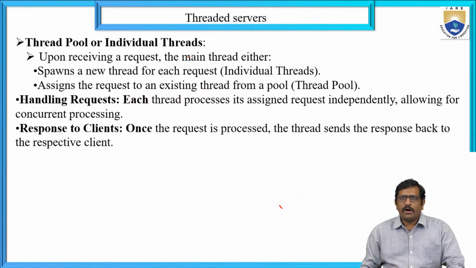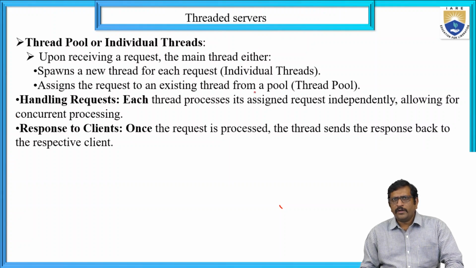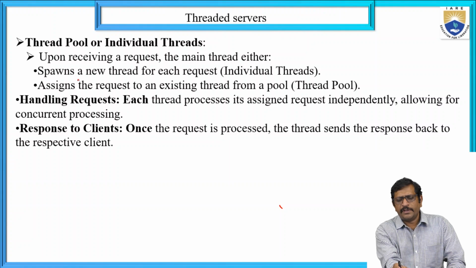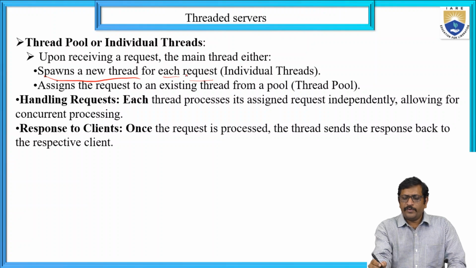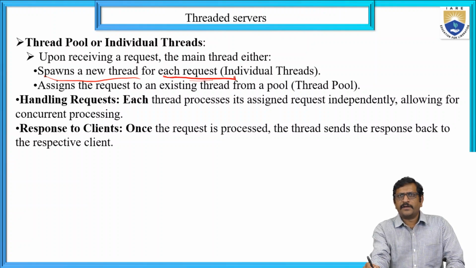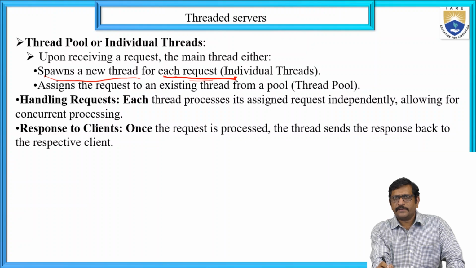and a thread pool or individual threads upon receiving a request from multiple clients. The main thread responds by spawning new threads for each request. That means it is creating new threads, from the thread pool or individual threads. New threads can be created upon receiving the request, and the request is assigned to an existing thread from a pool.